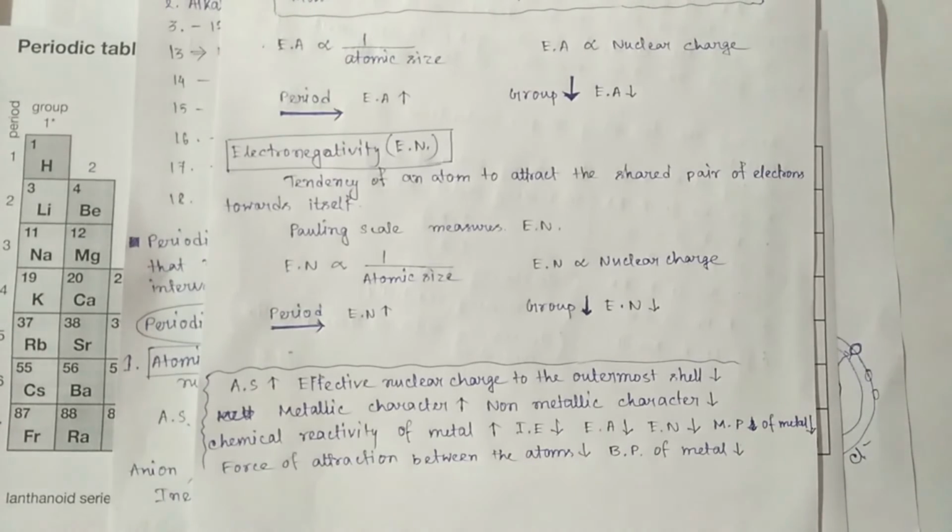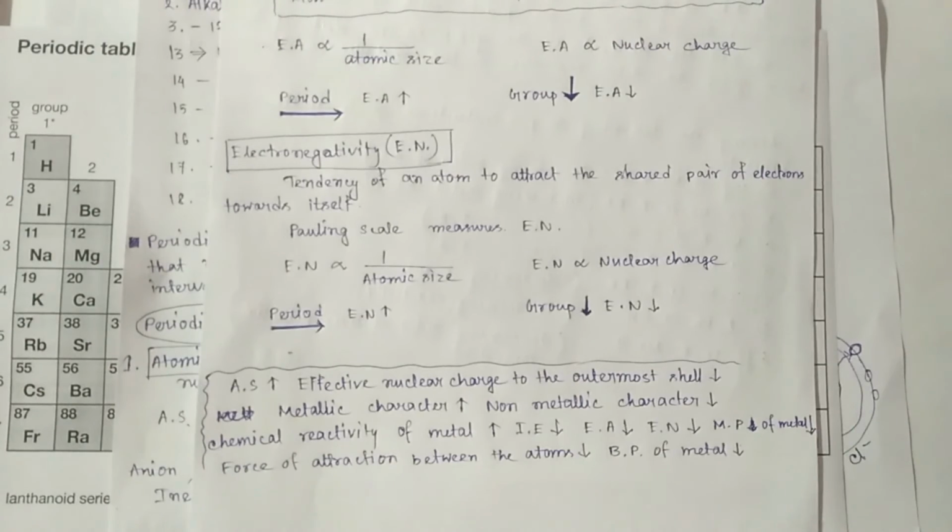Similarly, if we move down a group, electronegativity decreases, because the atomic size is increasing, the nuclear pull of attraction to the outermost shell is decreasing, and thus the tendency of those atoms to attract the shared pair of electrons towards itself is reducing.